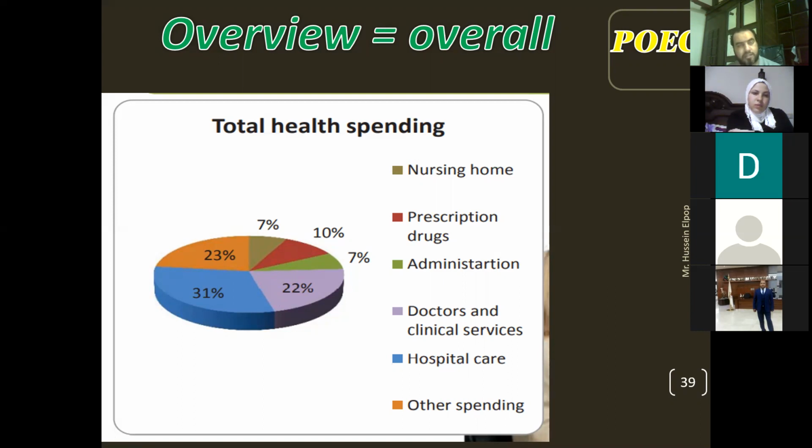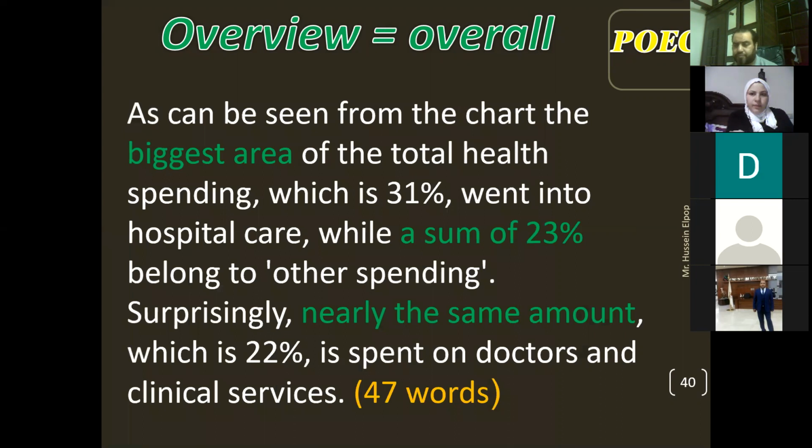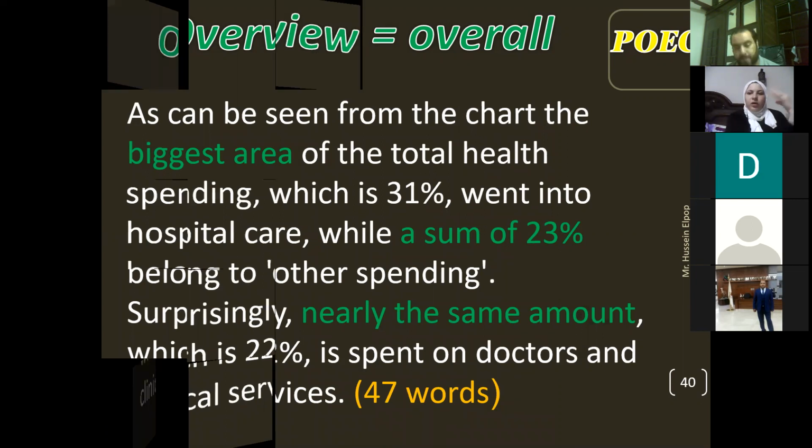Okay. What else? Mention that the most spending is on hospital care. That's a detail, I guess. Okay, let's see what we have here. This is the overview. As can be seen from the chart, the biggest area, because we say that the key features are the big numbers or the most significant things, of the total health, which is 31, went into hospital care, while a sum of 23 belongs to other spending. These were the 2 big ideas in the chart. Nearly the same amount, which is 22, is spent on doctors or clinical services. So we start with the key features of the chart.